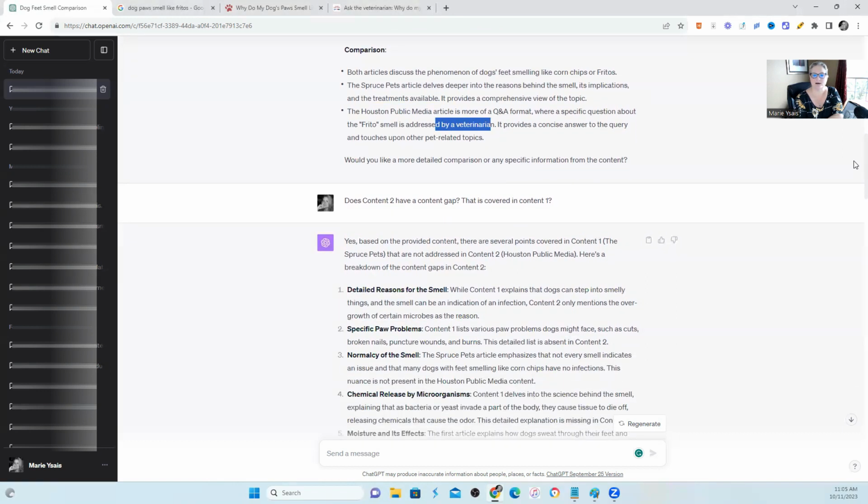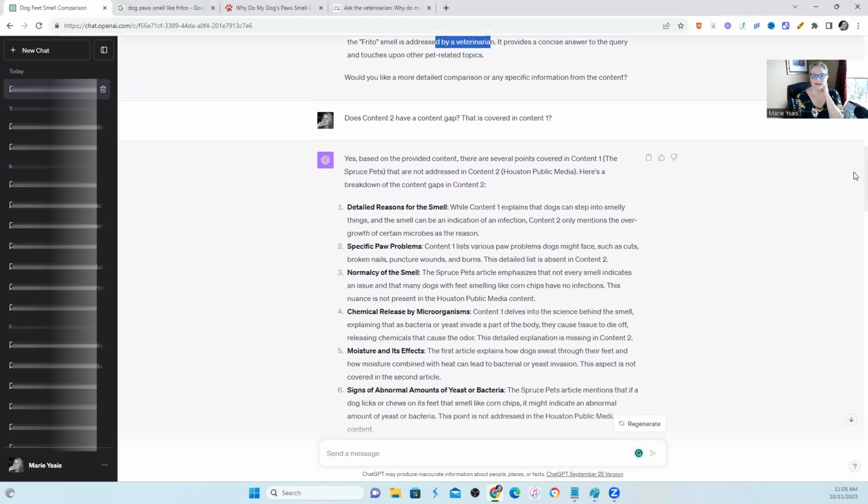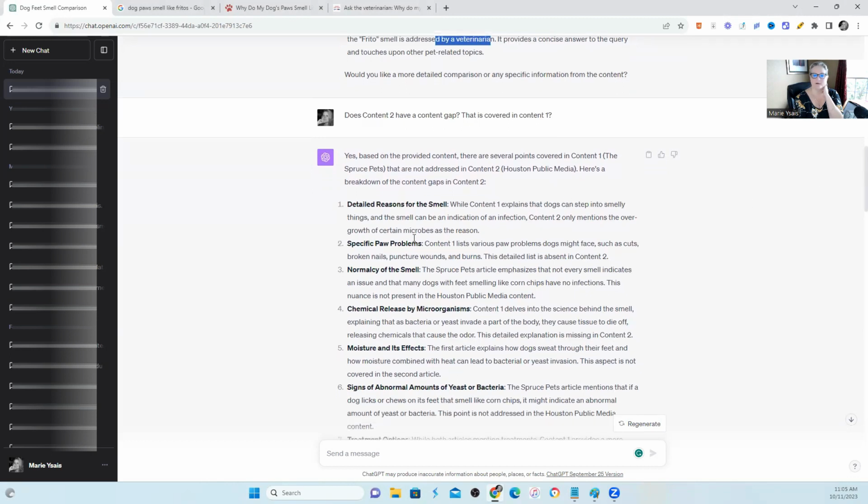So I asked, does content 2 have a content gap? Remember, content 2 is ranking well below content 1. So what I'm asking is, is there a content gap that content 2 doesn't cover that content 1 has covered? And it gives me a detailed response that's actually pretty good because it gives you the breakdown of what's not in content 2, but is found in content 1.